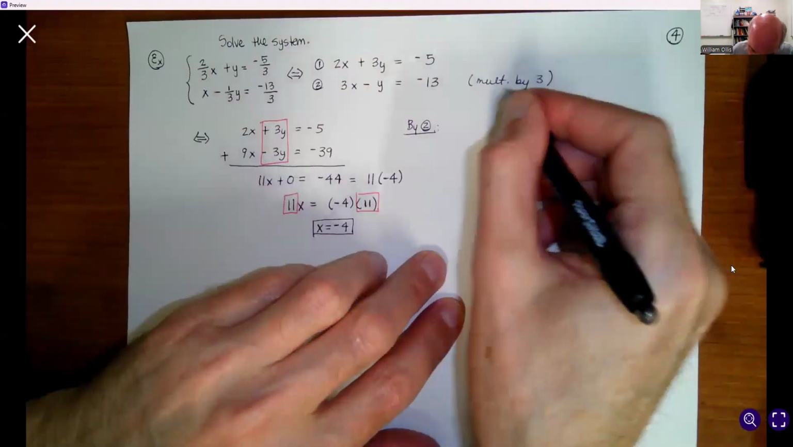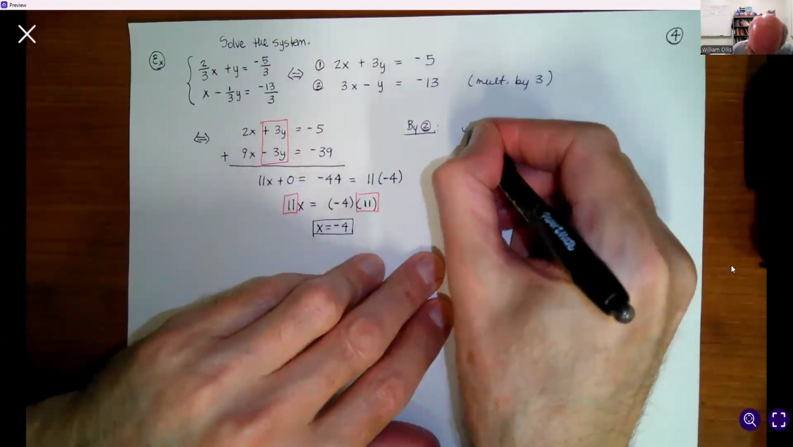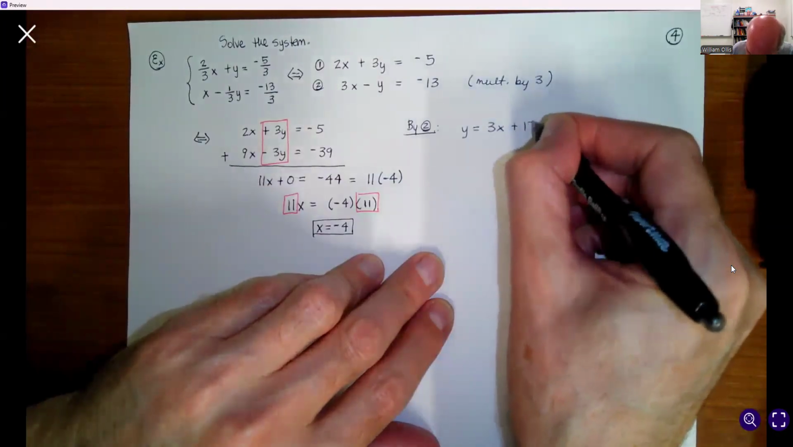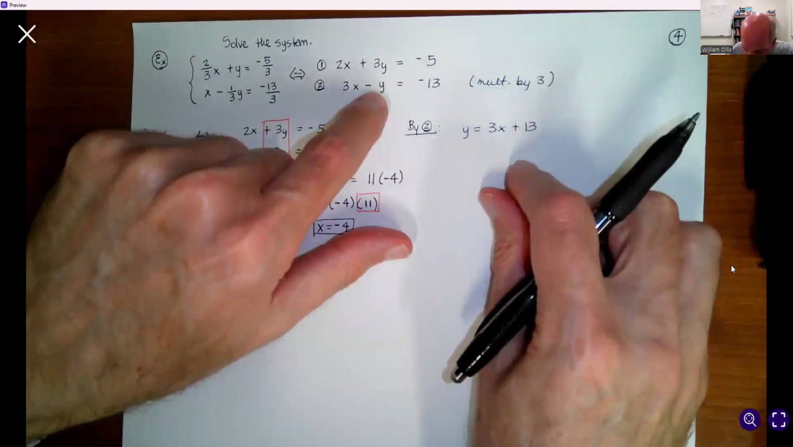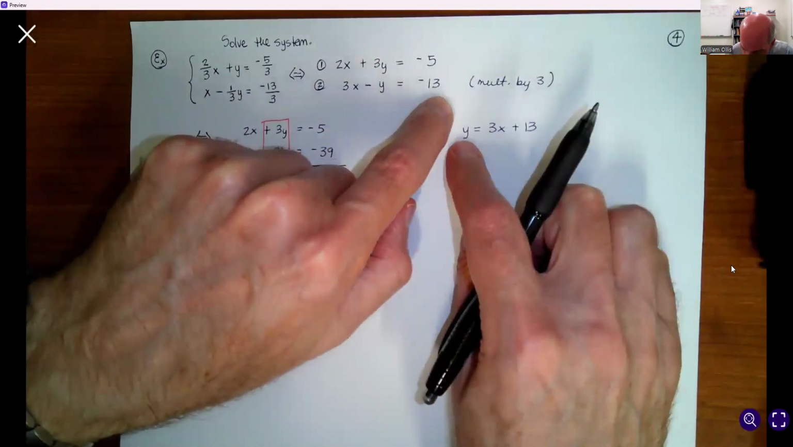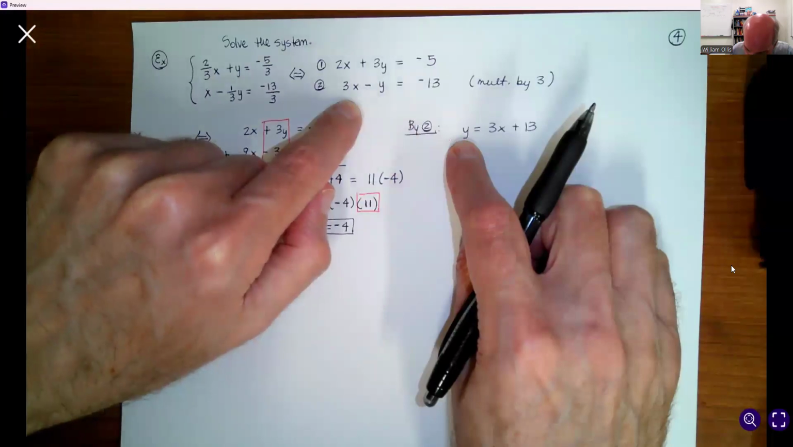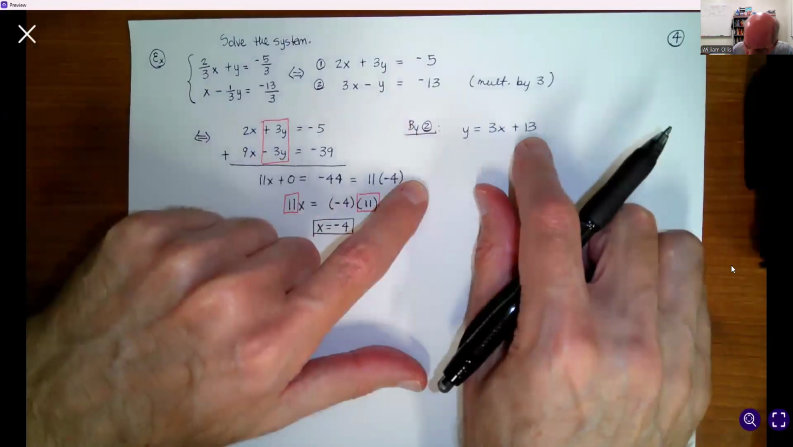So again, take the y over, take the negative 13 over. So y is equal to 3x plus 13. So again, just mentally take the y over, so it's on a side by itself, positive y, and take the negative 13 over, changing the sign, 3x plus 13.